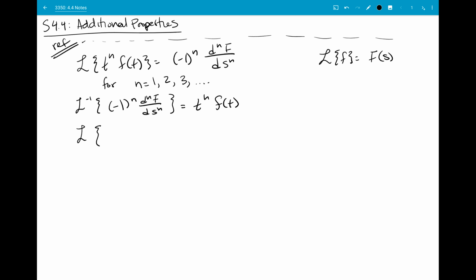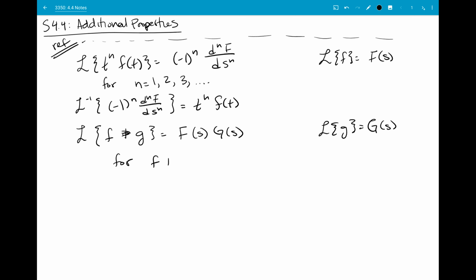And then the second property we'll talk about is that L of f star g is equal to capital F times capital G, where L of g is capital G. That star notation is something called convolution. We'll talk about it more later. But for now, just copy down in your reference that f star g is an operation where you go from 0 to t of f of tau times g of t minus tau, integrating with respect to tau. I hope it's really clear that these letters are different from t.